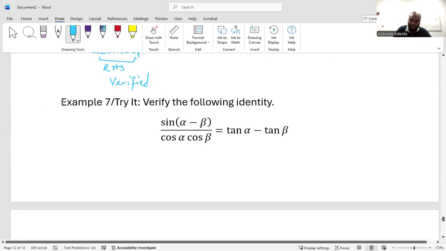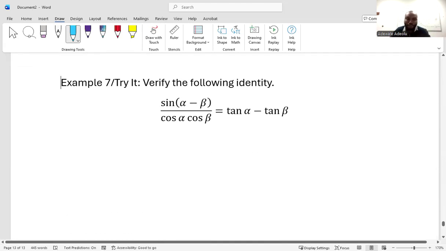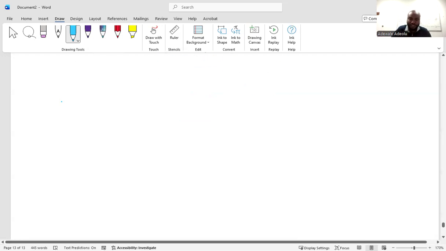Here I believe this is an example. Try it. I'm not going to solve this, but I will just guide you. Look at this. All you need to do is use the formula for the difference of two angles for sine here. Then divide each term by this. Maybe you'll be able to arrive at this. So do that. This video is going to be very short, so this is the end.